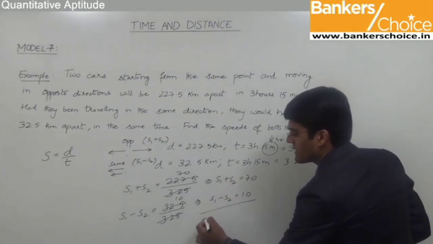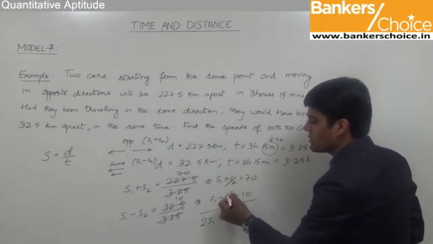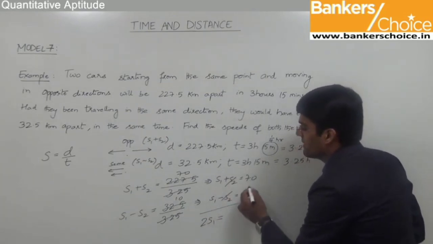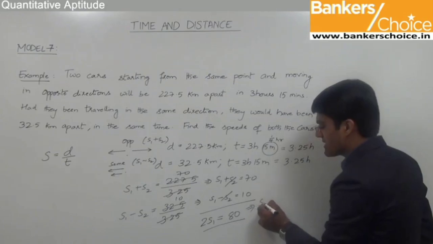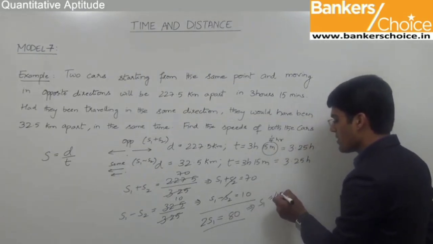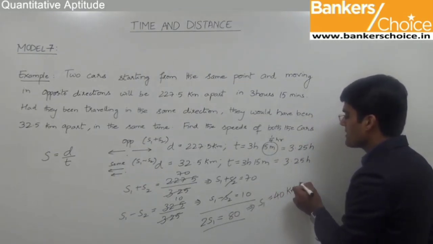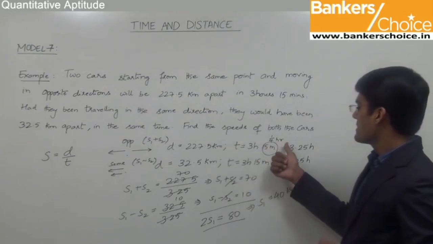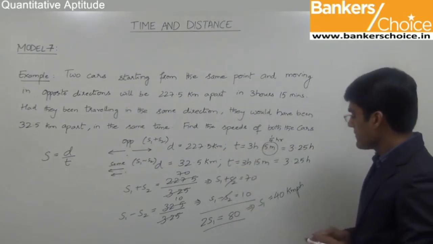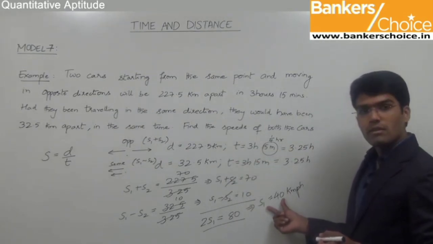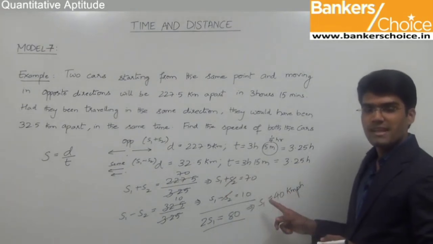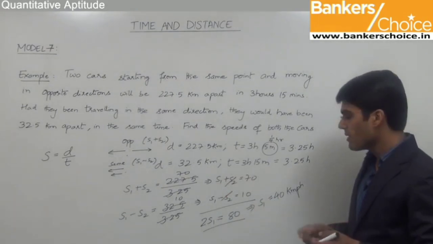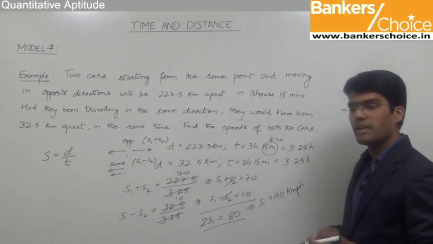So S1 plus S1 gives 2S1, plus S2 and minus S2 gets cancelled, and 70 plus 10 will be equal to 80. So very clearly the speed of the first car will be 80 by 2, that is 40 kilometers per hour, because the time is given in hours and the distance is given in kilometers. Now, if the speed of the first car is 40 kilometers per hour, we know that the sum of their speeds is 70. So it is obvious that the speed of the second car should be 30. Why? Because 40 and 30 together make 70.